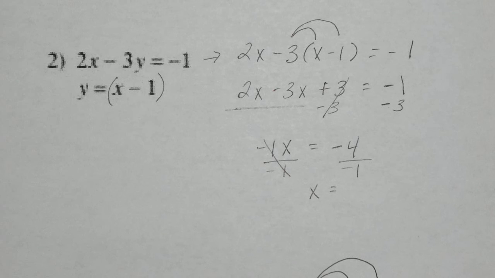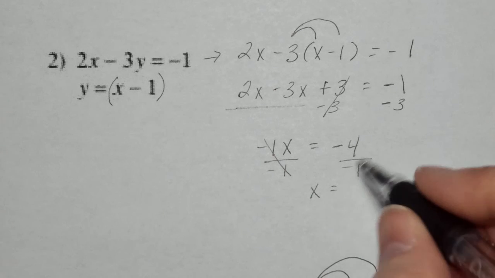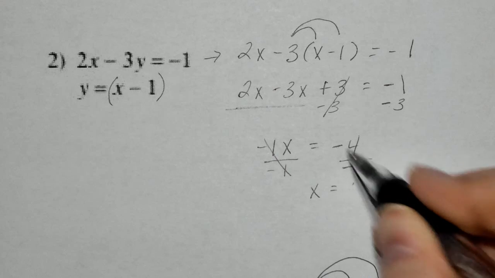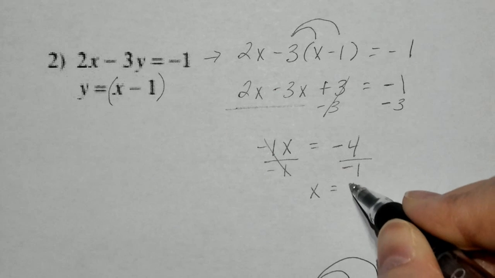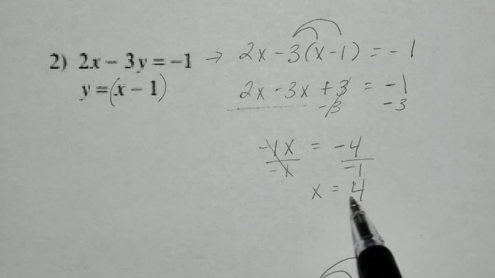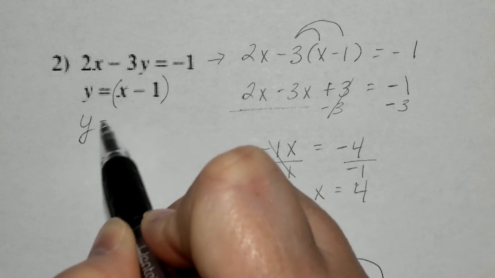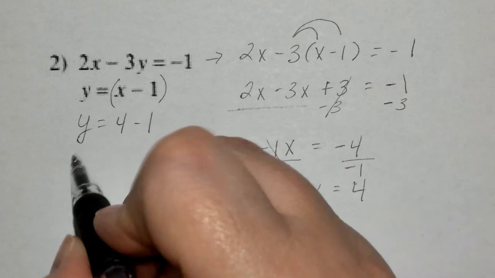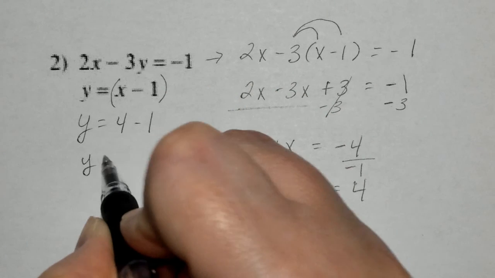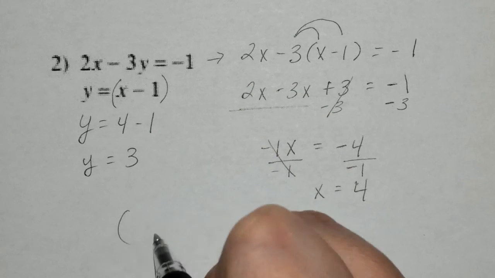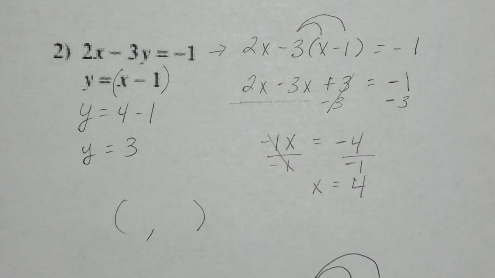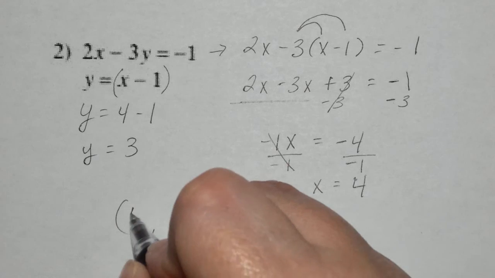Wait, 4 divided by 1 is 4. Yep. Negative 4. A negative divided by a negative? Yeah, positive 4. So then we take this and we plug it back in here. But instead of x, I'm going to put the 4. What's 4 minus 1? 3. So when we make it as a point, what one goes first? 4, and then 3.